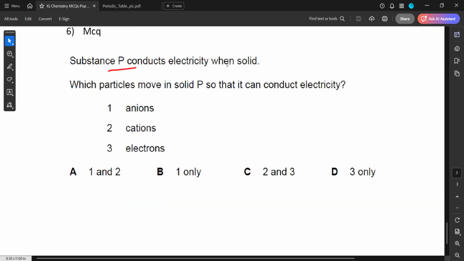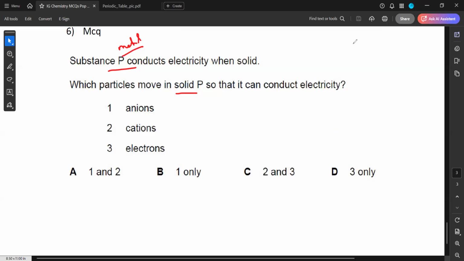Substance P conducts electricity when solid. Which particle moves in solid P so that it can conduct electricity? So substance P is responsible for the conduction of electricity in a solid state. In a solid state, metals can conduct electricity. That means substance P is a metal.